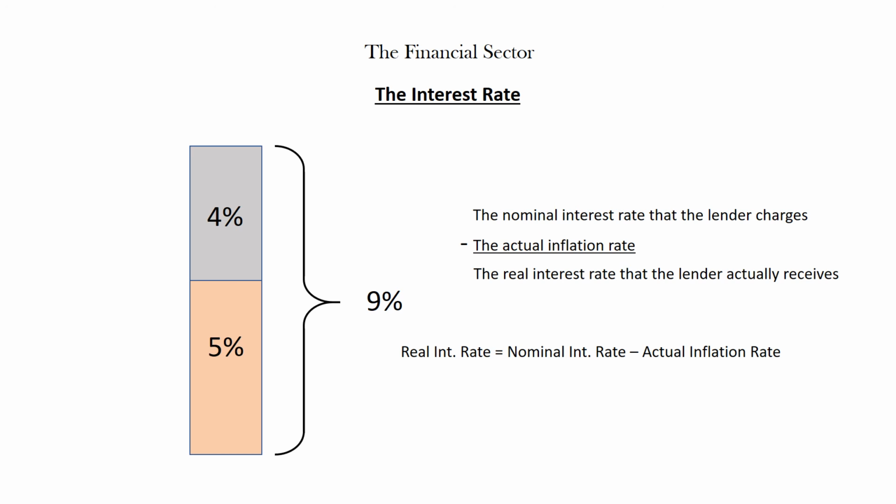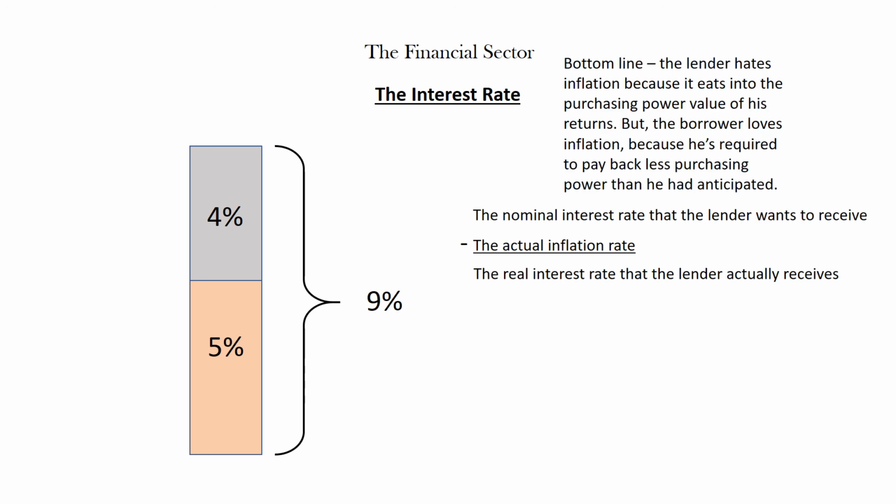Why? Because I'm borrowing enough money from you to, I don't know, what can you do with $1,000? Take a nice trip someplace, I suppose. But although I'm paying you back your $1,000, I'm just paying you back enough purchasing power to buy a hamburger. The bottom line is that the lender hates inflation because it eats into the purchasing power value of his returns. But the borrower loves inflation because now he's required to pay back less purchasing power than he had anticipated.